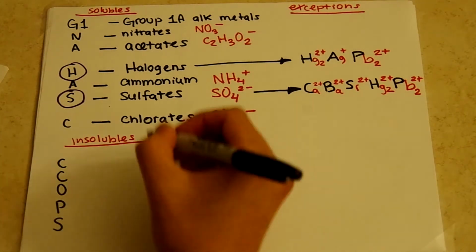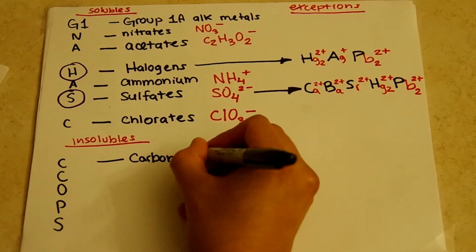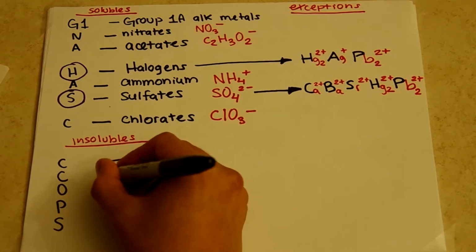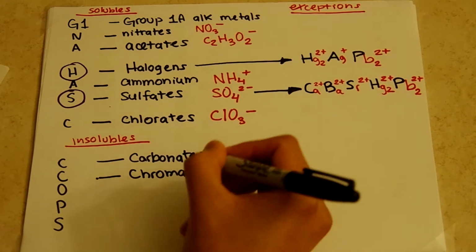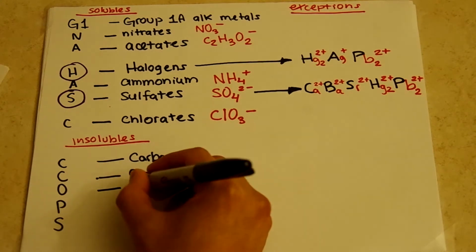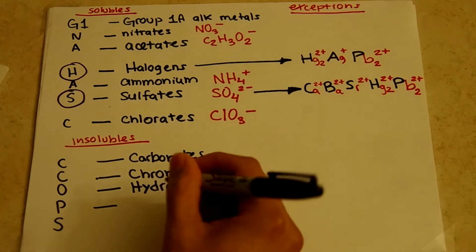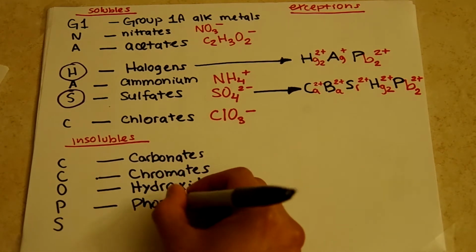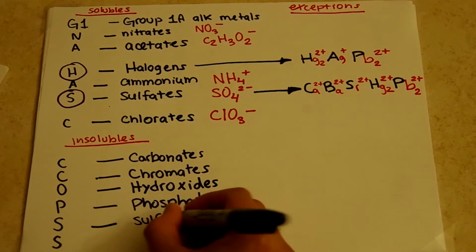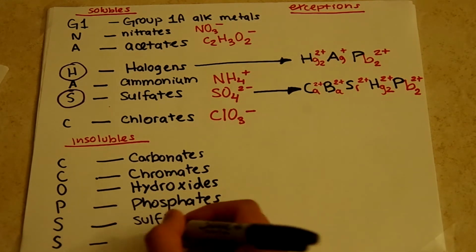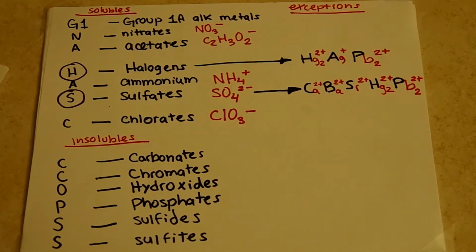Now next, we're going to be moving to the list of the insolubles. Now for the letter C, it's going to be carbonates. The next C is going to be for chromates. O is going to stand for hydroxides. P is going to be for phosphates. S is going to be for sulfides. Now sulfides is going to be with an IDE at the end. And the last S is going to be for sulfites, and that's going to be with an ITE.